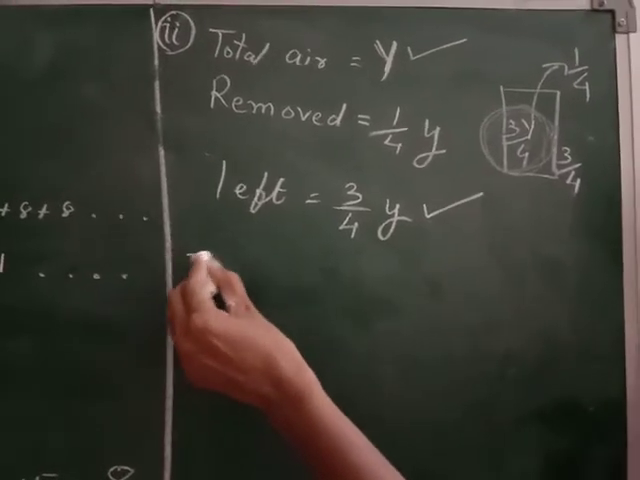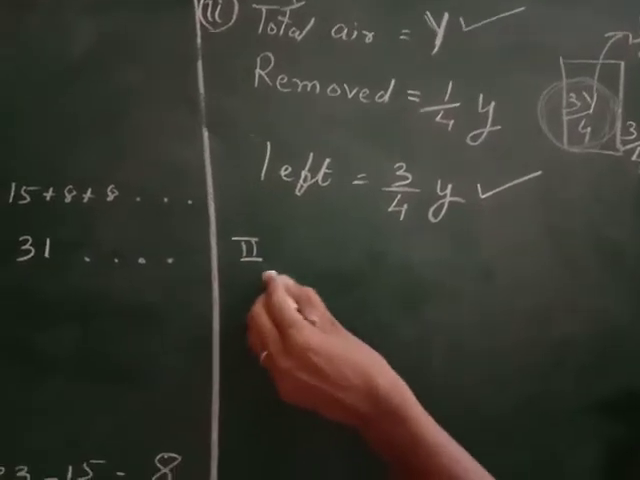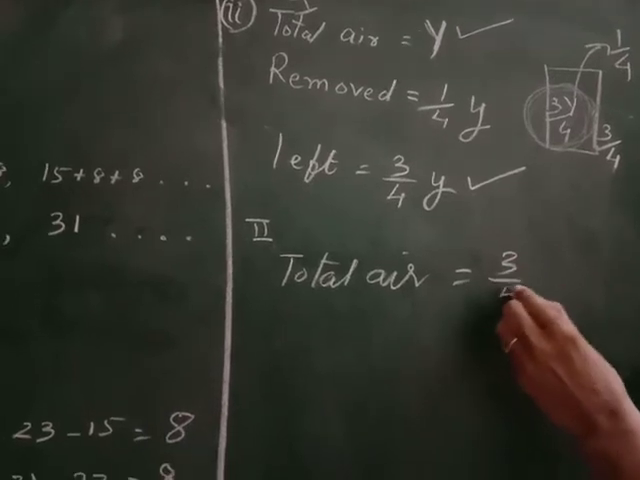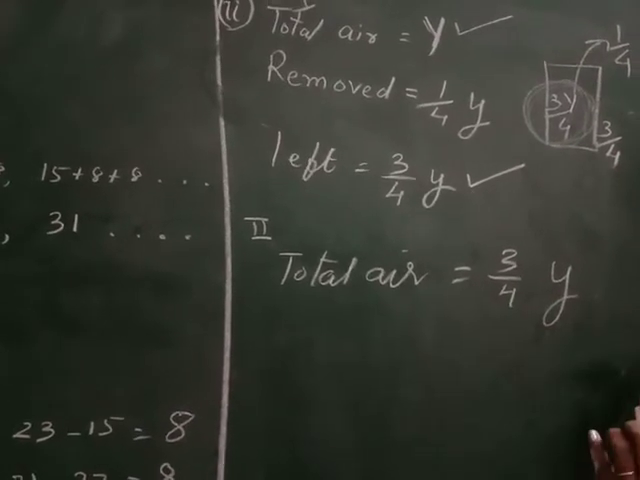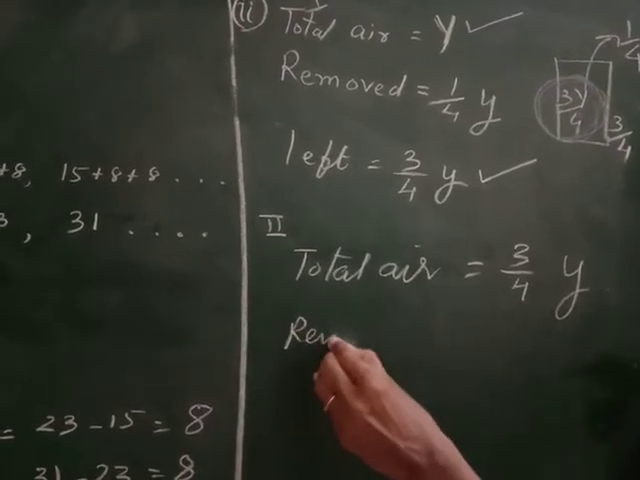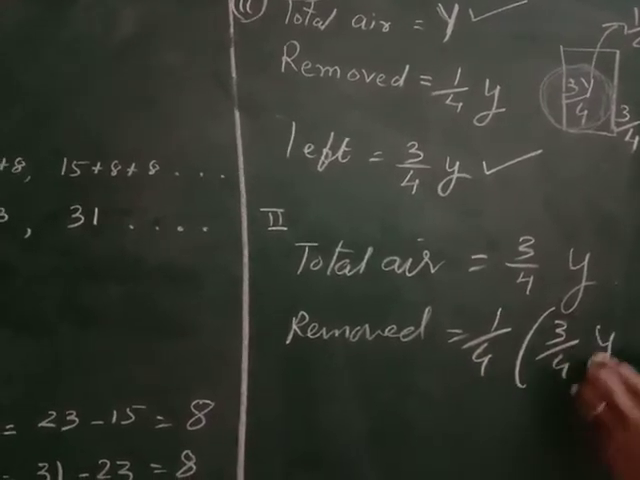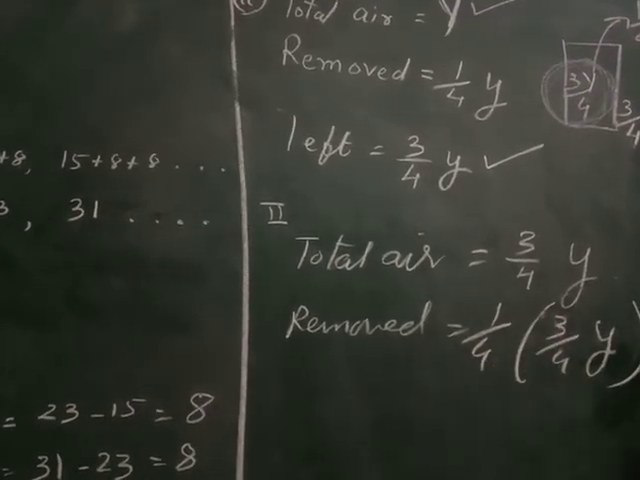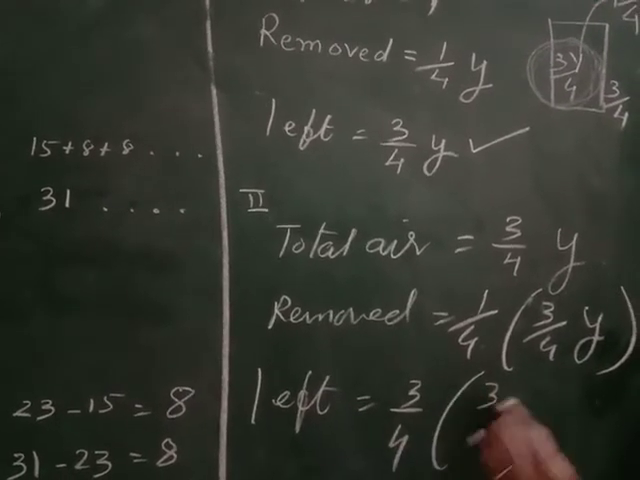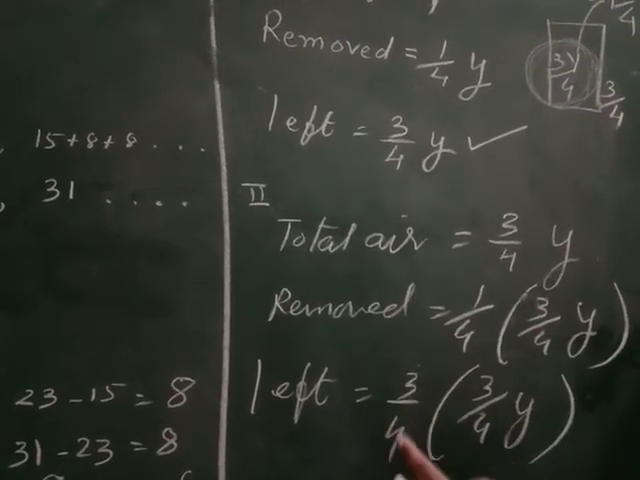Okay, in the second case, so this was the first and this is the second. Now in the second case, how much is the total air? 3 by 4y. Now 1 by 4th is taken out. So how much is left? How much is removed? 1 by 4th of 3 by 4y. Total is this much, 1 by 4th is removed, so how much is left? 3 by 4th of this is left, because 1 by 4th is removed.